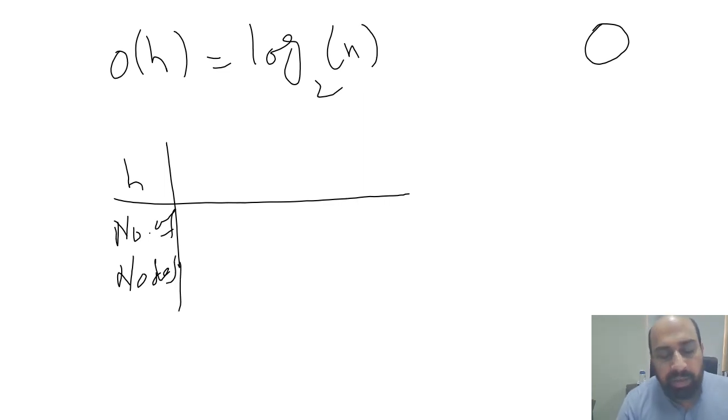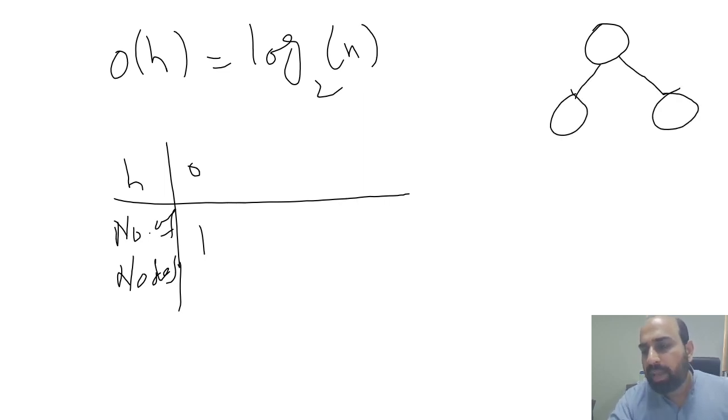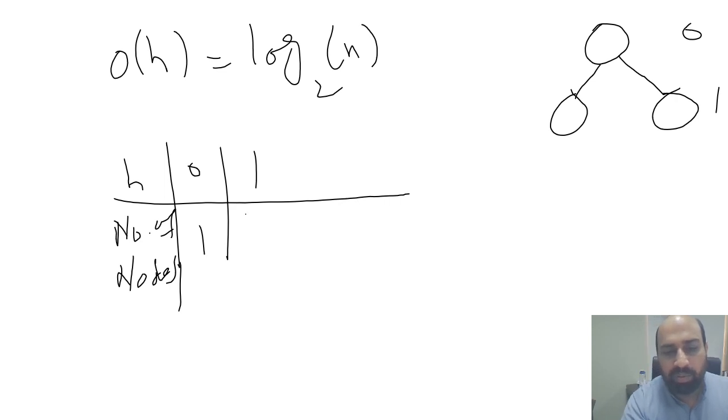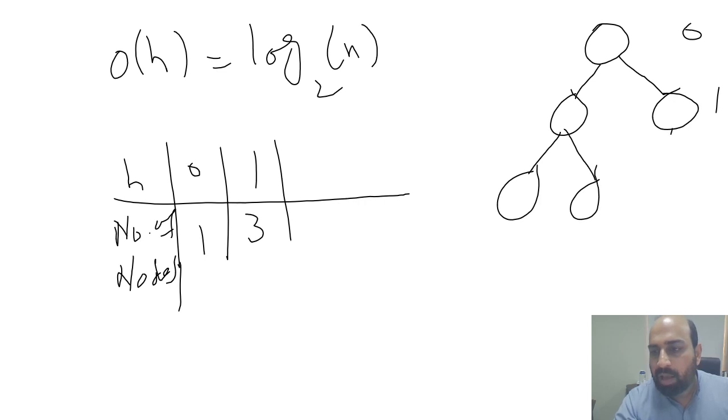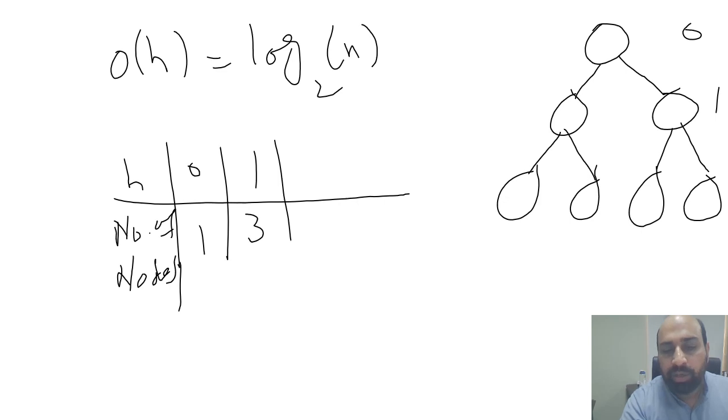Let's say the height of the tree is 0, what would be the maximum nodes? 1. You can see this is height 0 and the maximum node is 1. If height is 1, what would be the maximum nodes? This is height 0, this is height 1, so the maximum nodes could be 3. What if we have height 2? What would be the maximum number of nodes? The maximum number of nodes is 7, isn't it?